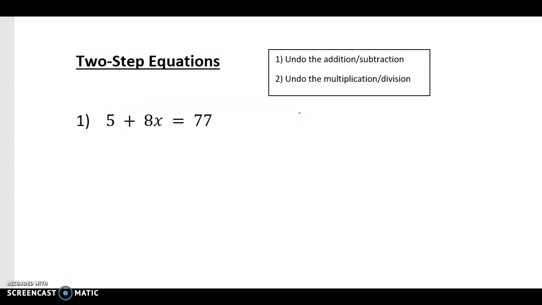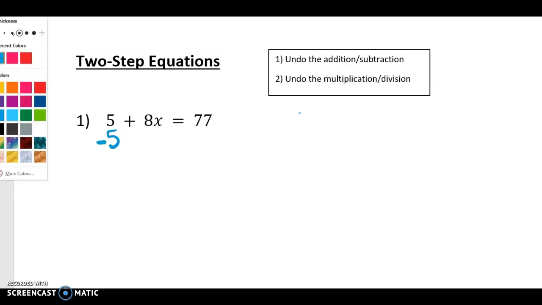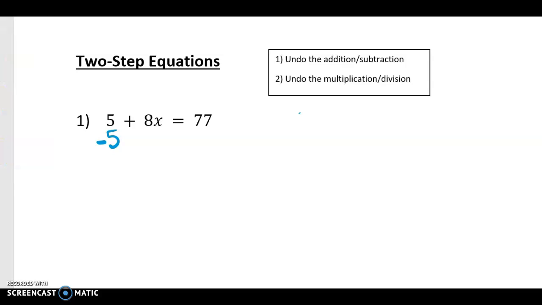Okay, so first we want to isolate the x, so I'm going to take care of this 5. Think about how we get it to a 0. We're going to subtract 5 from both sides. This 5 minus 5 cancels out. I don't write anything, and then I bring down my 8x equals 72. Now you'll see that we just have a basic one-step equation.